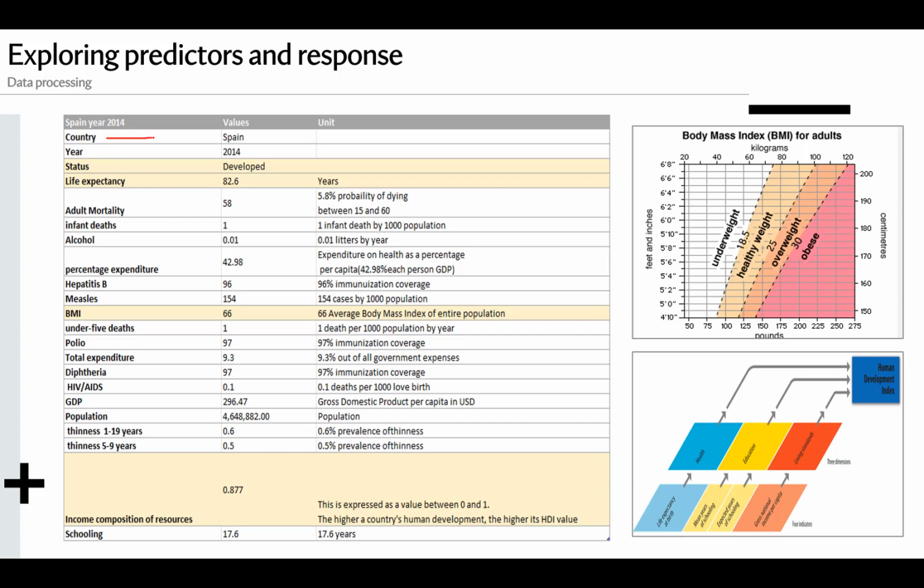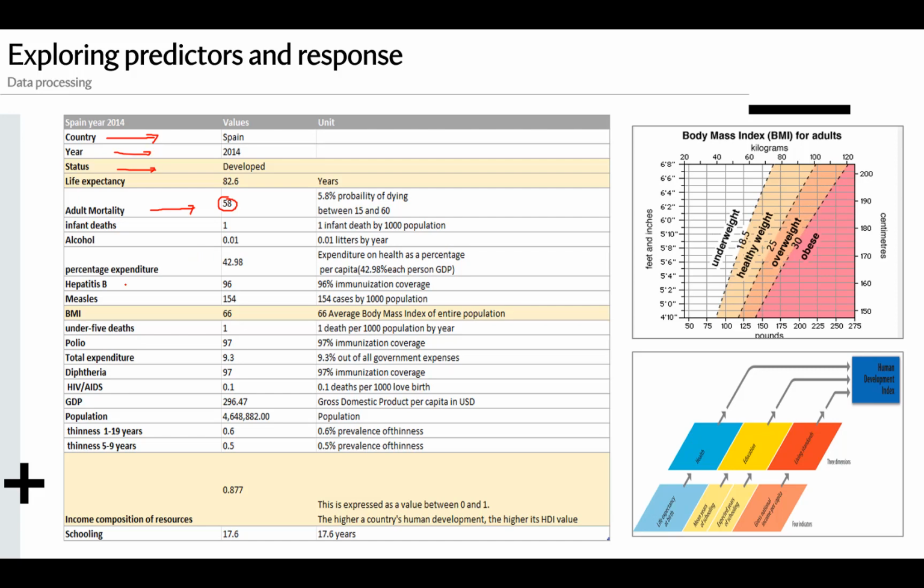First of all, we have here Spain in the year 2014. This is one of the records of the data set. We can see that Spain is a developed country. This is the status of the data set. Along the same line, Spain has a life expectancy of 82.6. In terms of adult mortality, it has 58. It means that there is a 5.8 probability of dying between 15 and 60 years old, and so on and so forth.